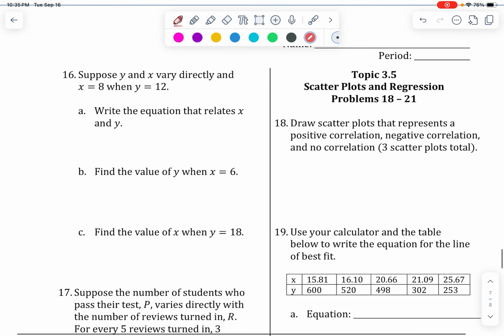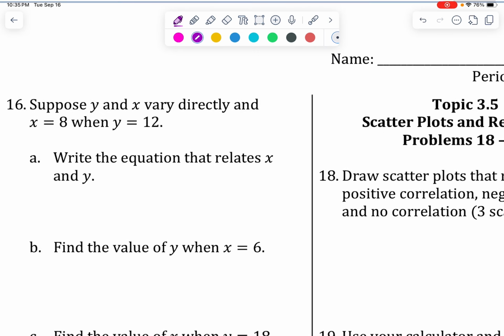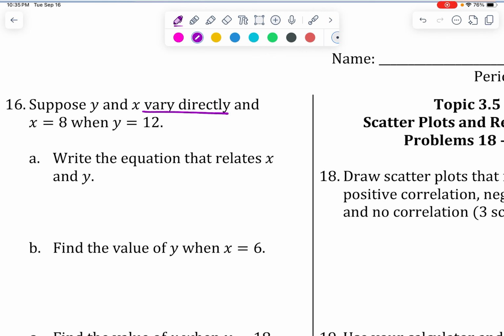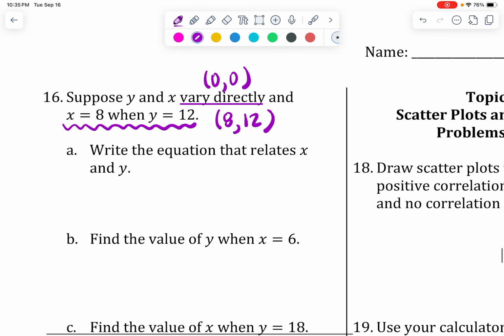We can do it. All right, suppose Y varies directly with X. Well, remember, as soon as I see the phrase varies directly, that means I must be looking at a graph that goes through 0, 0. And then they're also going to give me another point that lies on the line when they tell me that when X is 8, Y is 12. So now I have 2 points that lie on the line, so I should be able to calculate the slope.